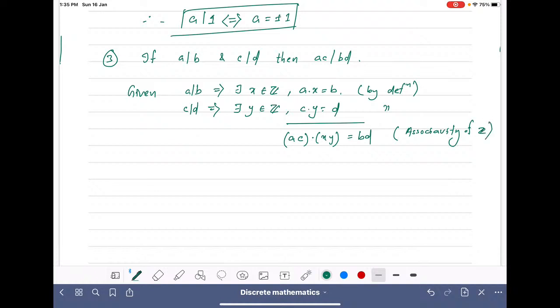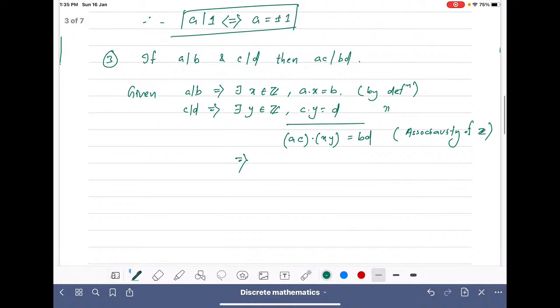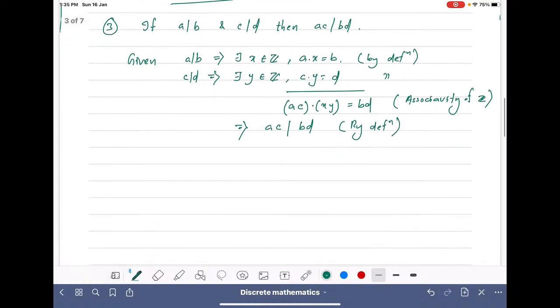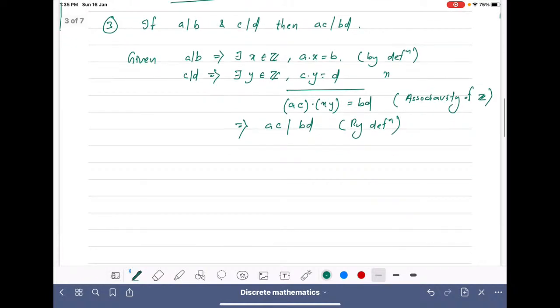This says AC into something equal to BD, that means AC divides BD. This is the definition of divisibility from definition. Okay. Pretty clear.